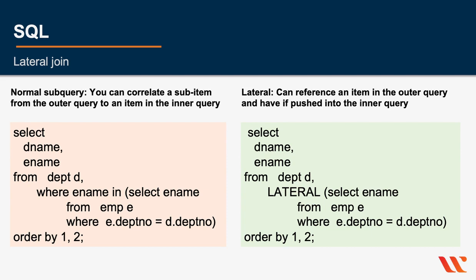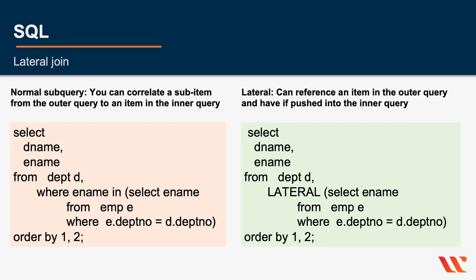The left one is a normal query. You can correlate a sub-item from the outer query to an item in the inner query. And this is the typical correlated subquery that we talked about earlier. So you have select dname, ename from department D, where ename in select ename from the employee table E, and then you're joining department number and department number from the employee and the department, and then you order by 1 and 1.